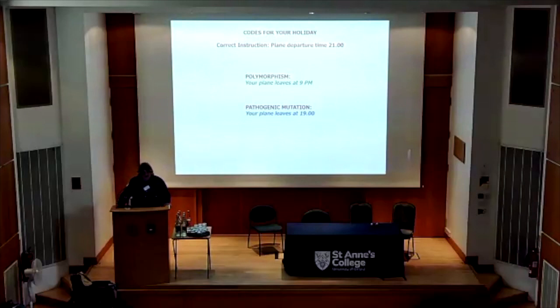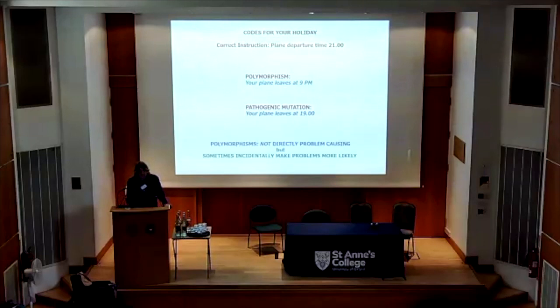Now, the way that I see it is that if the correct instruction is your plane departure time is at 2100 hours, a polymorphism might be your plane leaves at 9 p.m. It has exactly the same result. You'll catch the plane on time. But a pathogenic mutation might be your plane leaves at 1900, and clearly you will miss it. That's what I would say is the best way of trying to explain how an error in a code might not be very important. It's just another way of saying the same thing. However, I will admit that while polymorphisms don't directly cause disease, they can sometimes incidentally make more problems more likely.